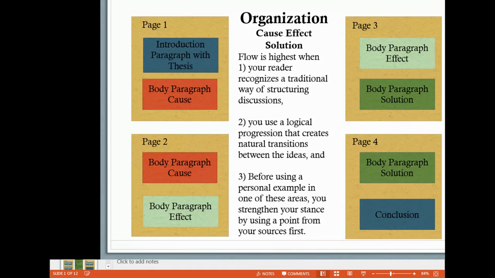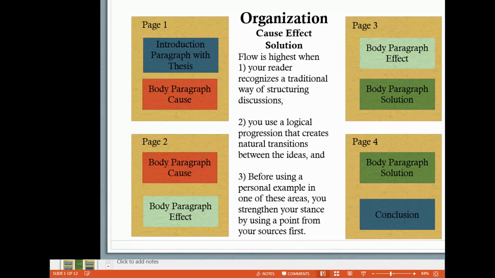So if we look at this, I have put the three different elements together. In this example, you can see I've started out with two body paragraphs on cause, then I moved to two on effect, then to two on solution before I get to my conclusion.